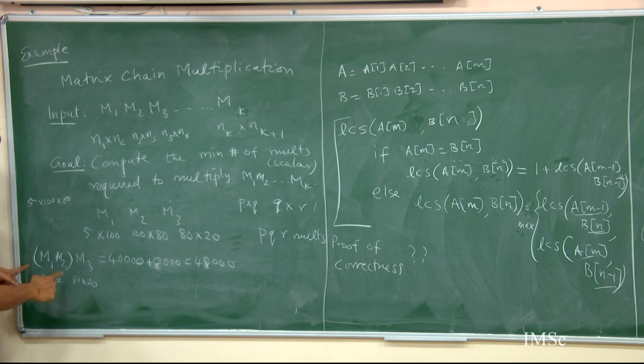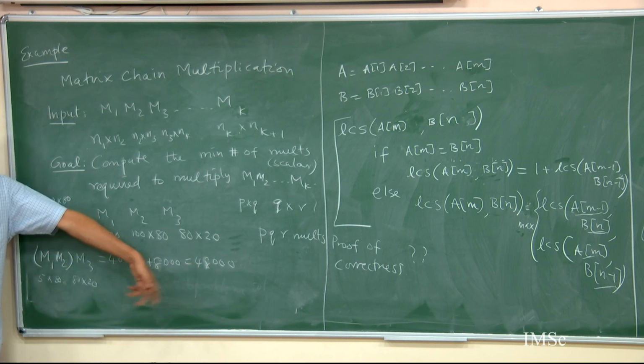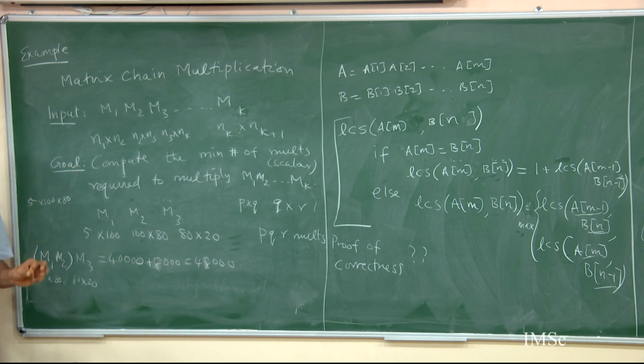So, if I do M1, M2 first and then do M3, the total number of multiplications I will do to get that is 48,000. Is that clear? Yes? No?